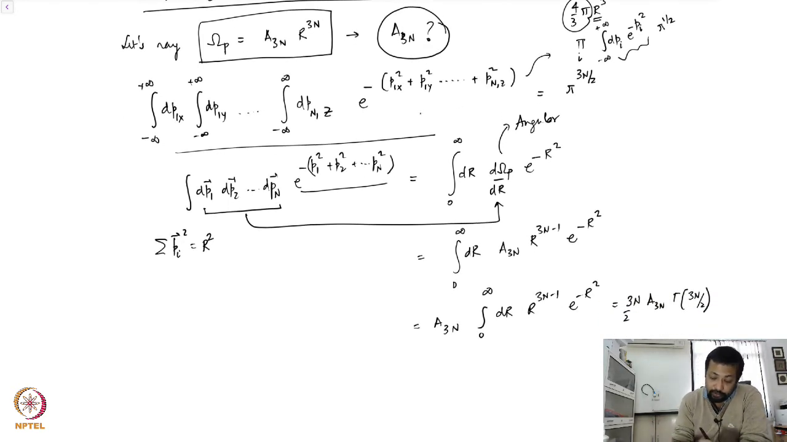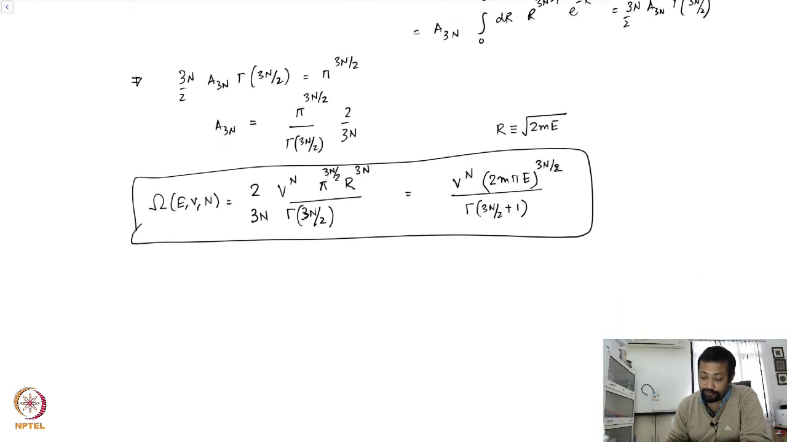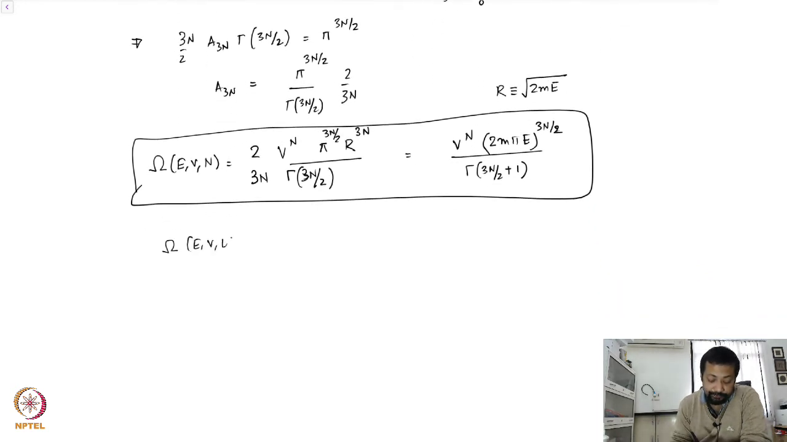Now I can write p_x squared plus p_y squared plus p_z squared as p squared. I recast this integral in this form because I want to use its spherical symmetry. Since the integral is spherically symmetric, the measure which was in Cartesian coordinates, as you have seen earlier, is now converted to spherical polar coordinates. Then the rest follows immediately, so that ln Ω(E,V,N) is N ln V plus 3N/2 ln(2mπE) minus ln Γ(3N/2 + 1).